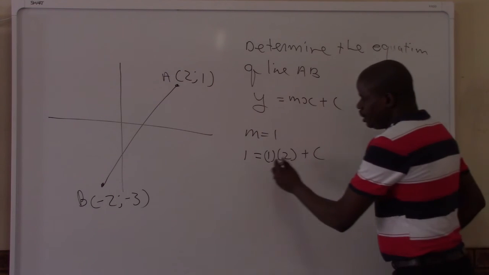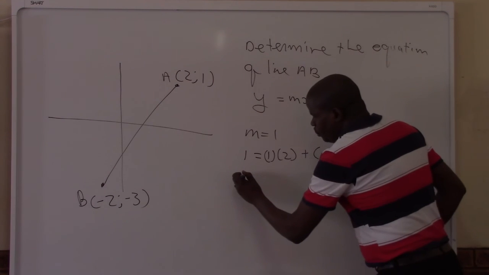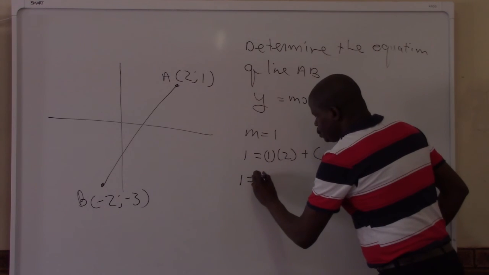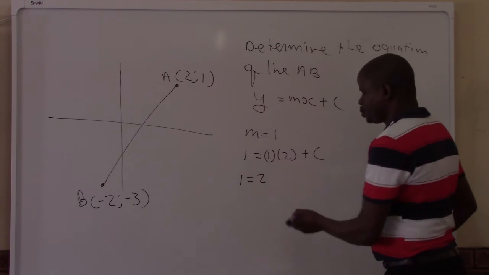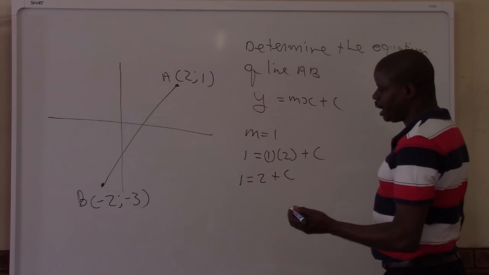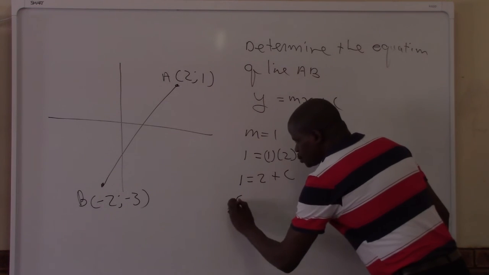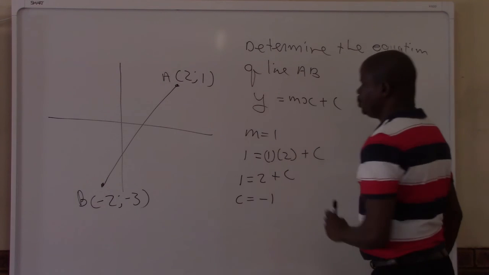For substituting, that's where you get a mark. Then we have 1 equals 2, because 1 times 2 is 2, plus c. When we transpose the 2, it becomes negative. So 1 minus 2 is negative 1. So our c is equal to negative 1.